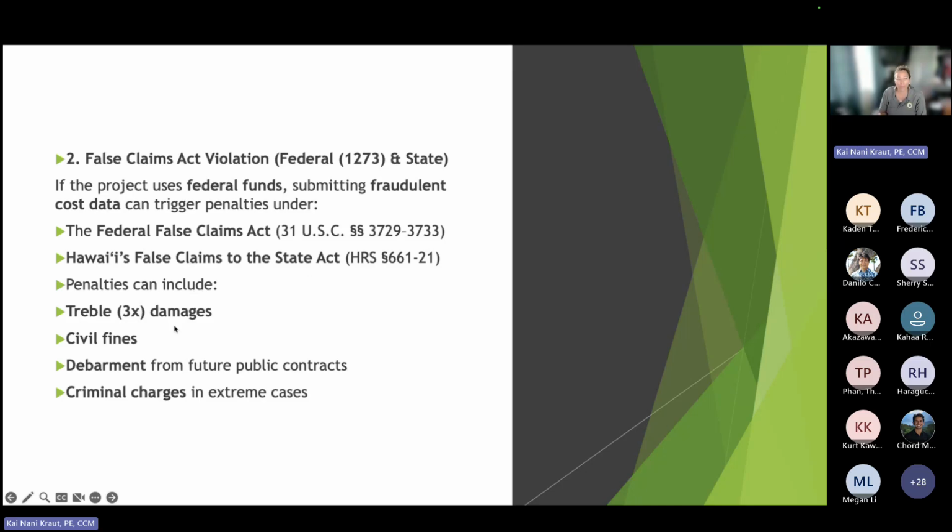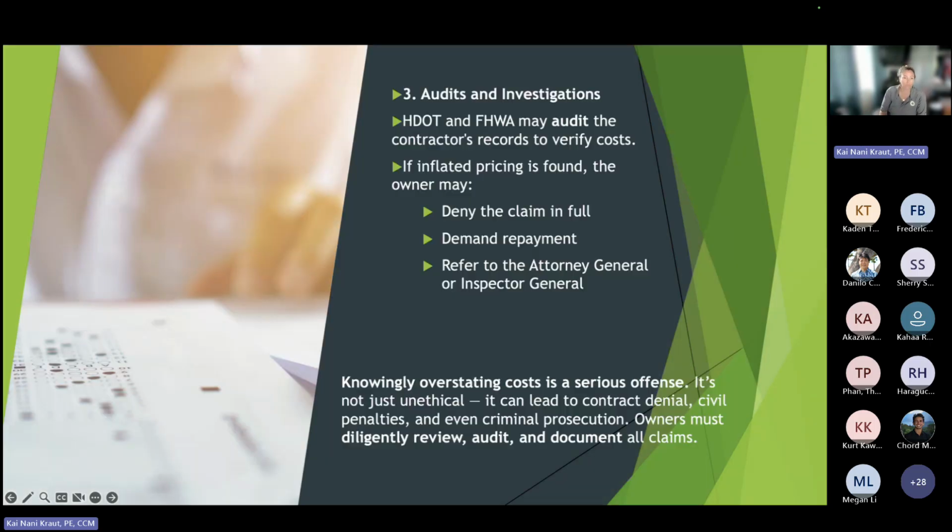Penalties can include, is that supposed to be treble? I think it's supposed to be triple damages, civil fines, debarment from public contract, or criminal charges. So again, a contractor can't lie. If they lie, we can do an audit. We can find out that they lied. So not only can we deny their claim, but we could actually seek damages under the False Claims Act.